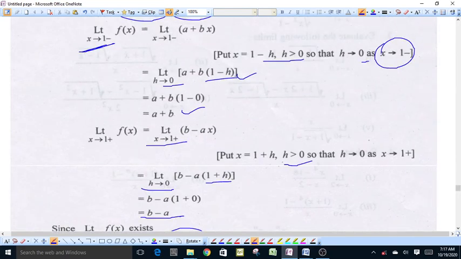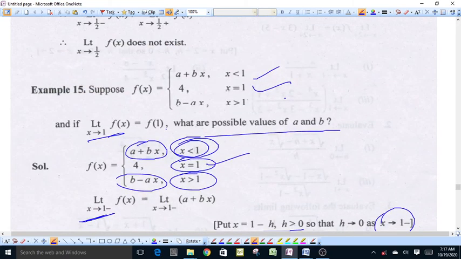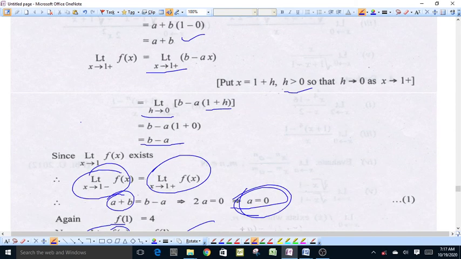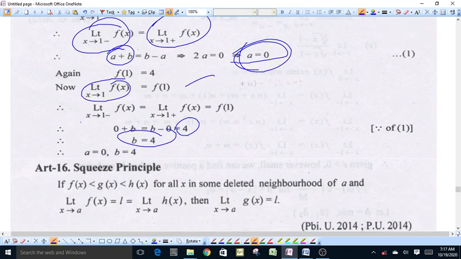For this function to be continuous at x equal to 1, the limit of the function at x equal to 1 and the value of the function at x equal to 1 must both be equal. From this condition, the values of a and b come out to be 0 and 4.